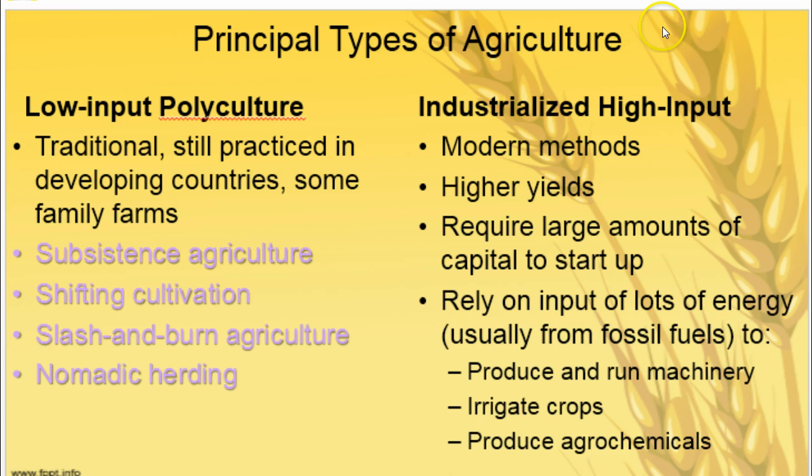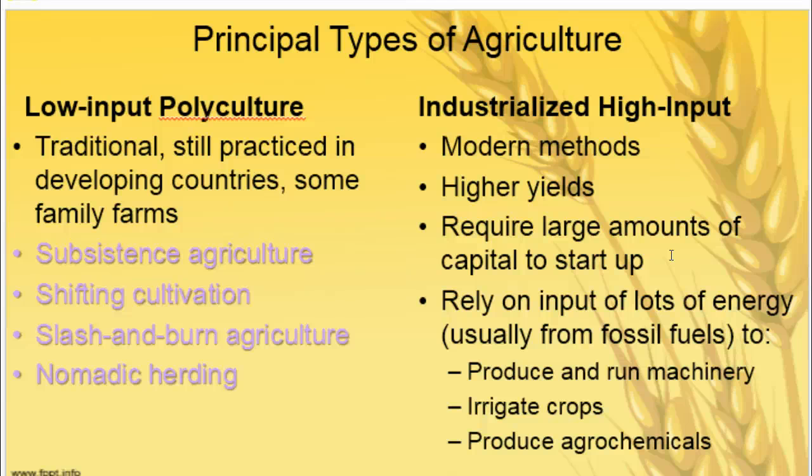What we're moving towards at this point is more of an industrialized, high input type of agriculture that gives us much higher yields. So that allows us to feed many more people. But it does require a large amount of money to start up, and it also requires a lot of energy to run, and that energy usually comes from fossil fuels.